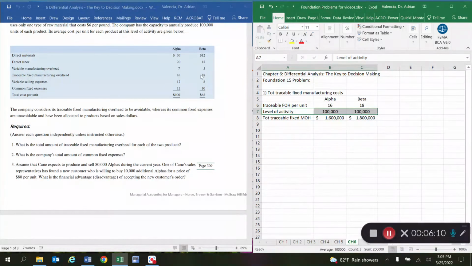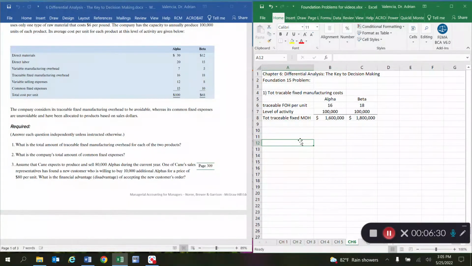That fixed cost per unit is only valid at this level of activity, 100,000. So anytime we have any other level of activity that's different than 100,000, we're going to have to get the total amount here and divide it by that number of units. Okay, so just be careful with that. That's all I'm saying here.